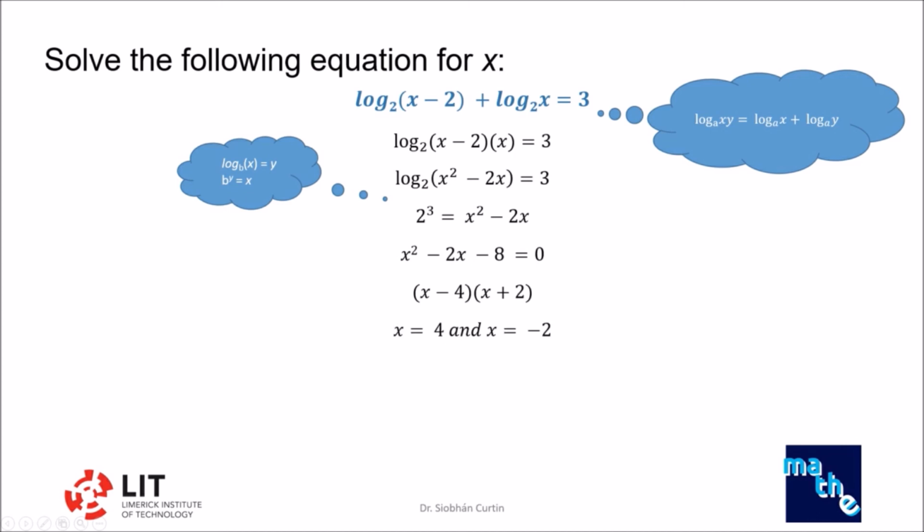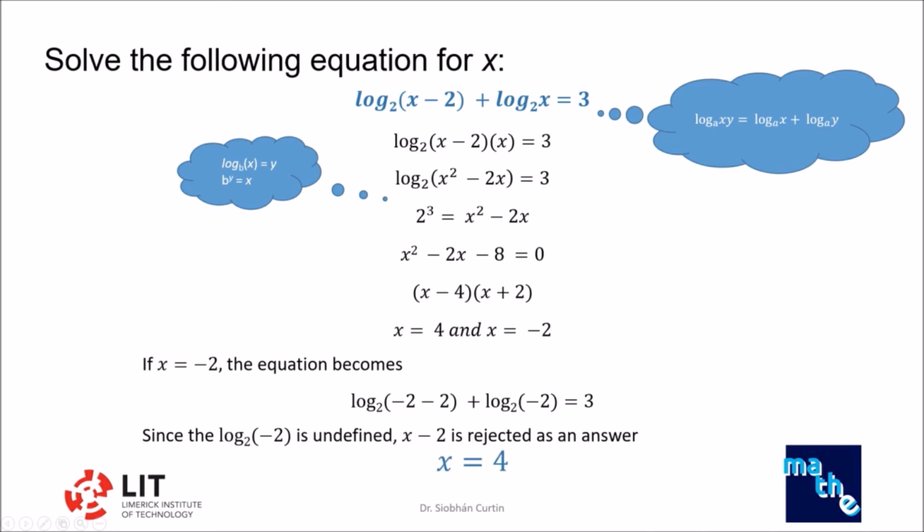But remember, you must make sure that all of these answers make sense. So if x is equal to minus 2, the equation then becomes the log of minus 2 to the base 2 plus the log of minus 2 to the base 2, which is equal to 3. So in this particular case, since the log of minus 2 to the base 2 is undefined, x equals minus 2 is rejected as an answer. x is equal to 4.